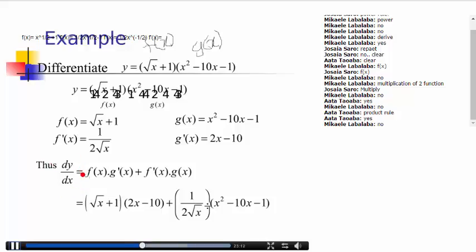So now dy over dx is fx multiplied by g dash of x plus f dash of x multiplied by gx. So what is my fx? That's the original root of x plus 1. And my g dash of x will come from here, which is 2x minus 10, right? Then I will have to add that by f dash of x. What is my f dash of x? 1 over 2 root of x multiplied by x squared minus 10x minus 1. So far good? You okay?